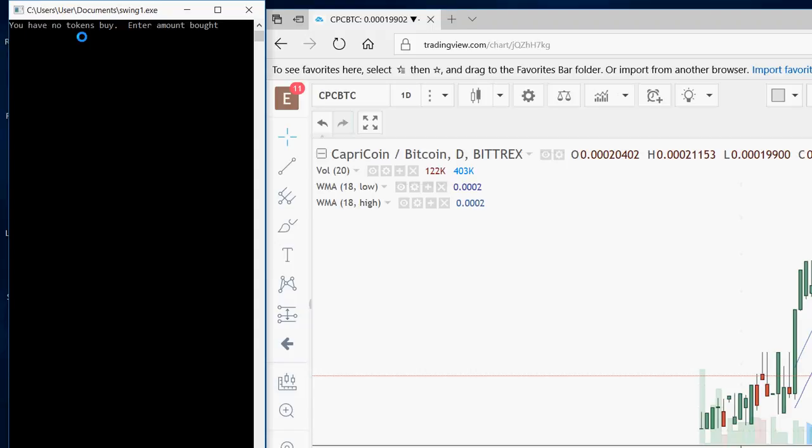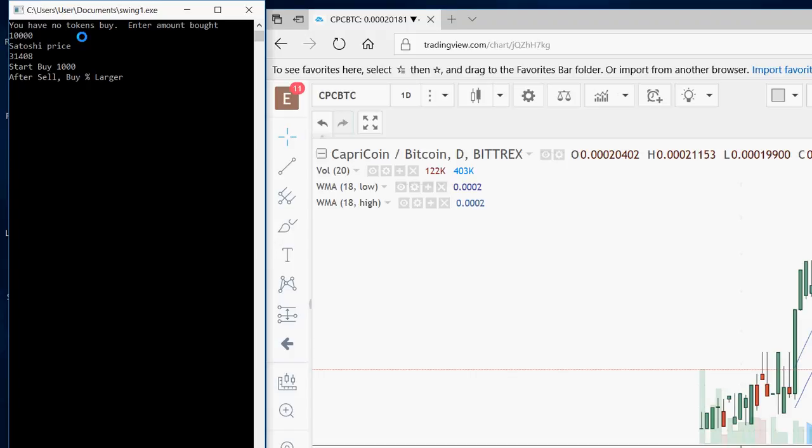You have no tokens to buy. Enter the amount bought. Well, let's say we buy 10,000. Satoshi price, I see 31,408. Start buy means what your first buy will be, and it's just going to automatically adjust anyway. But let's just say you wanted to buy 1,000. Just a spoiler: the first play is a sell.